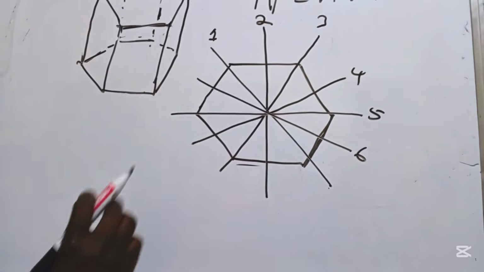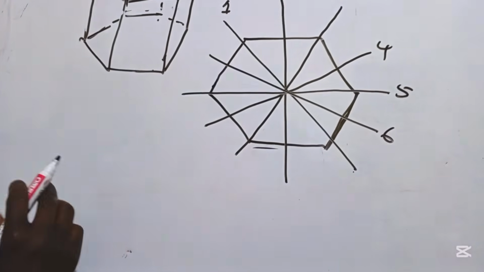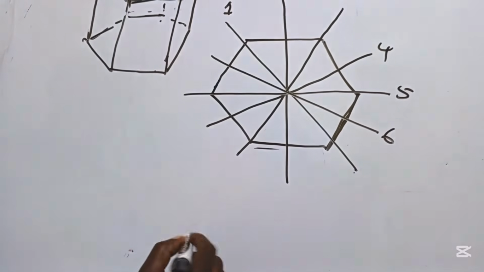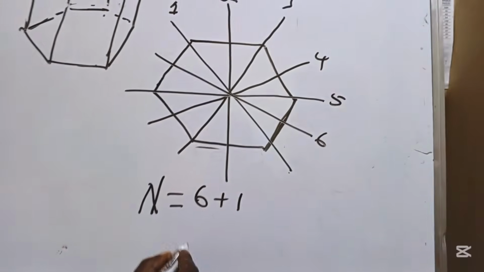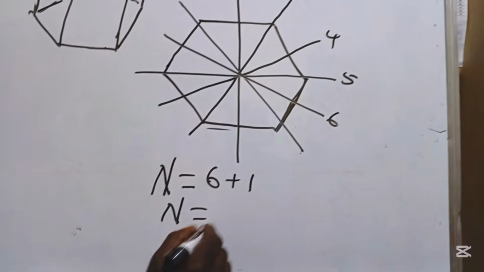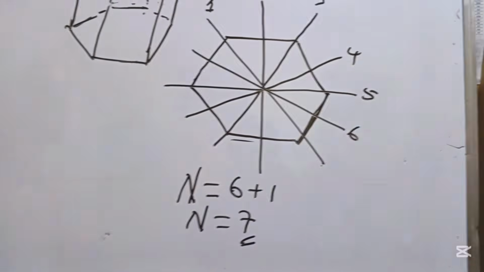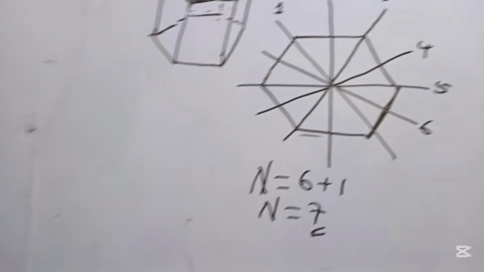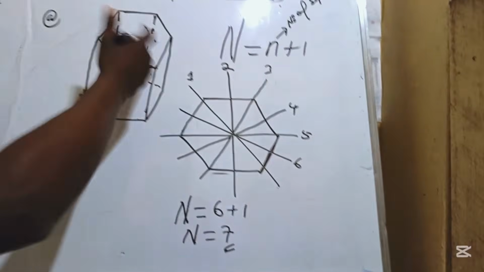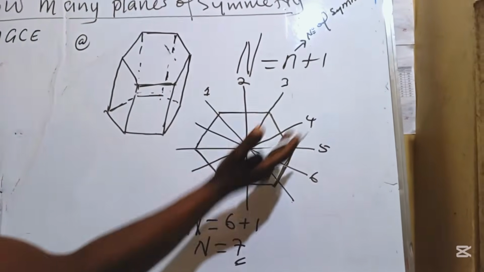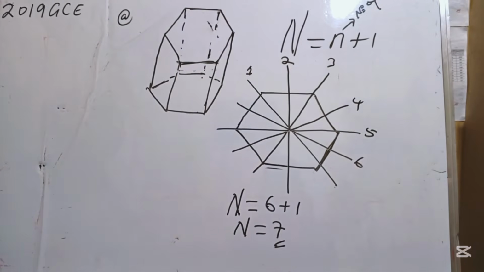So this is a hexagon. It has 6 sides, and it has 6 lines of symmetry. So this is where you should apply n is equal to 6 plus 1, and of course the number of planes of symmetry is 7. It means I've answered this question. So it means I can cut this thing how many times? 6 times according to the lines of symmetry, and then the middle part becomes the 7th.